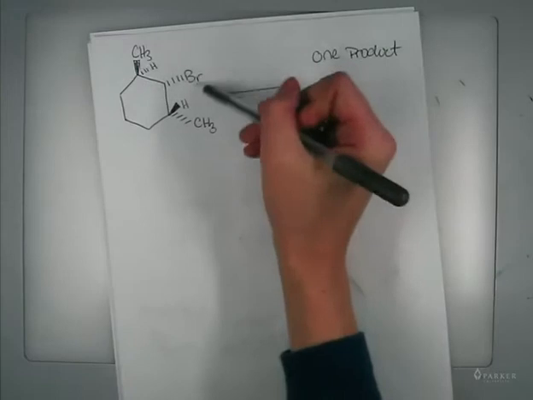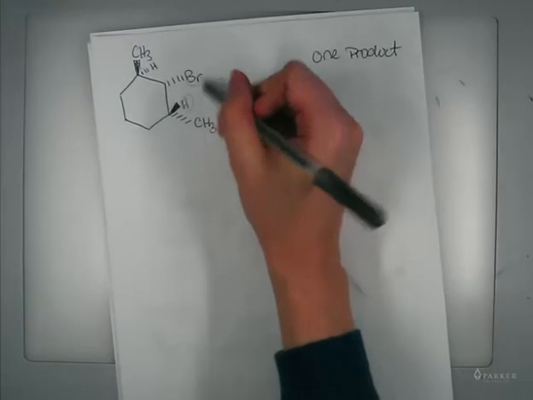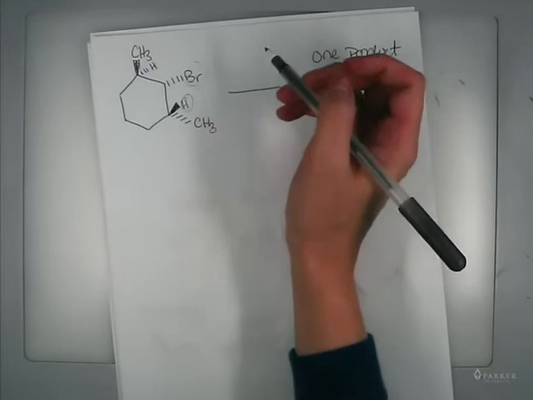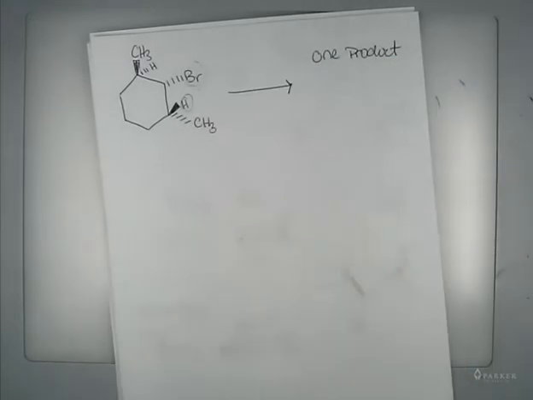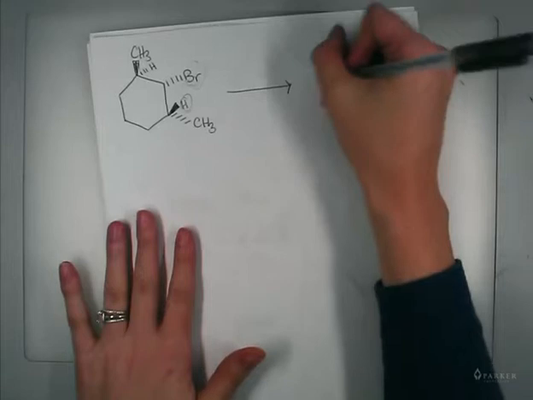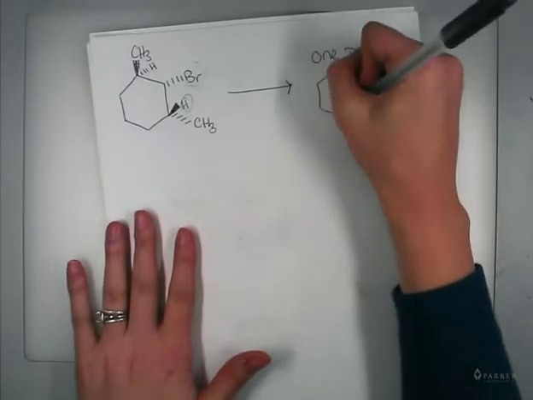Because do you see that the leaving group and the hydrogen are trans to each other? They have to be. So they're 180 degrees apart. In E2, there's a lot of crowding going on, so you want them as far apart as possible. So your double bond, or your final product, would look like this.